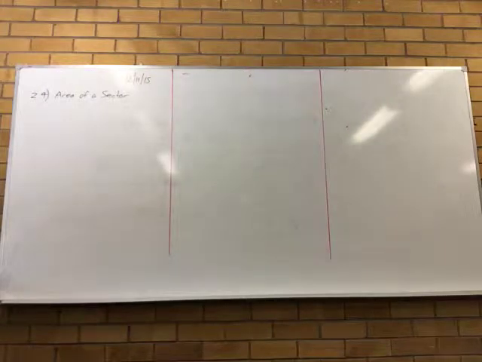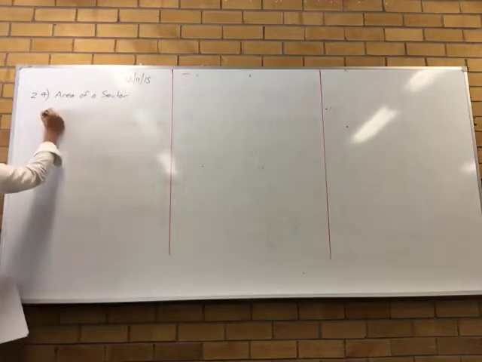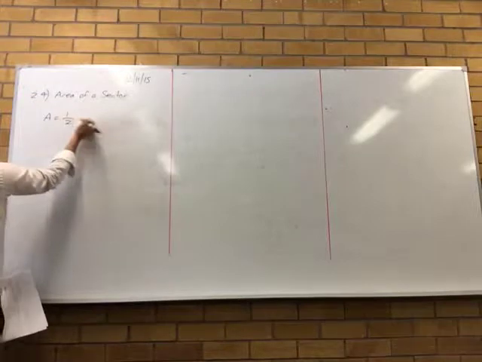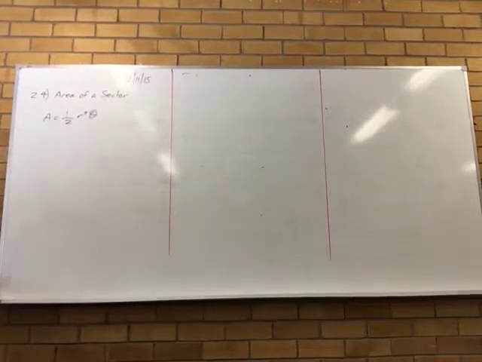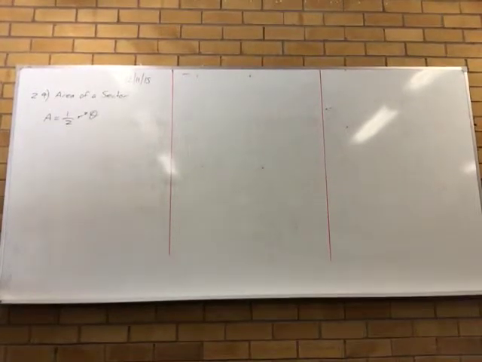Alright, area of a sector. So the formula you need to know: A is a half r squared theta. That will give you the area of a sector. A sector is a portion of the circle that's bounded by two radii and the arc formed at the end of those two radii.